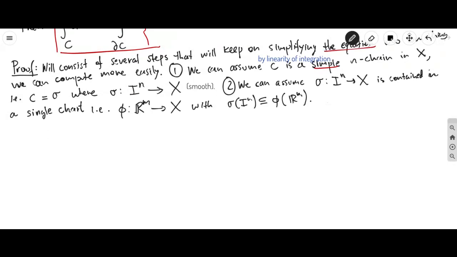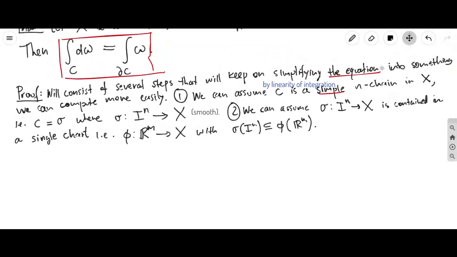Well, with this assumption, let's think about what we're trying to prove. So we need to show that if you integrate C, so in this case, C is sigma d omega, that's equal to the boundary of this one. In this case, this would be d sigma of omega, right? Now, how do we calculate these integrals?